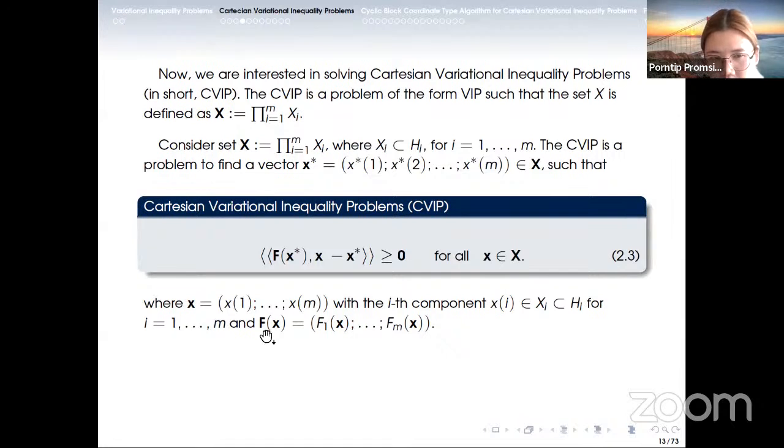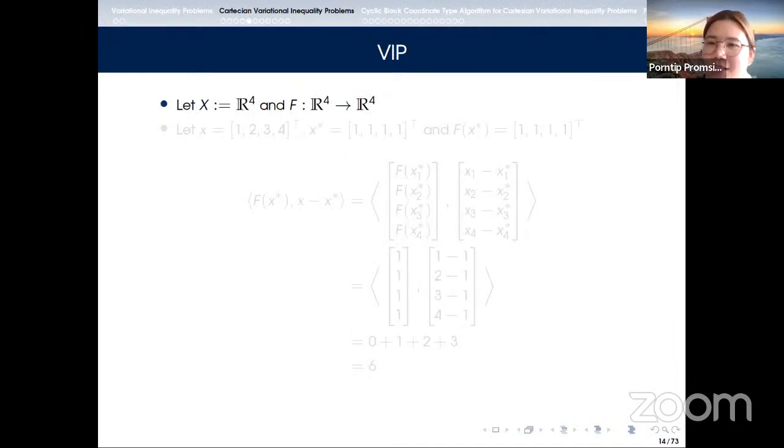And the operator Fx defined by F1x. F1x is the one component of the vector Fx. Okay. What is the difference for the variational inequality problem and Cartesian variational inequality problem for the compute of the inner product?